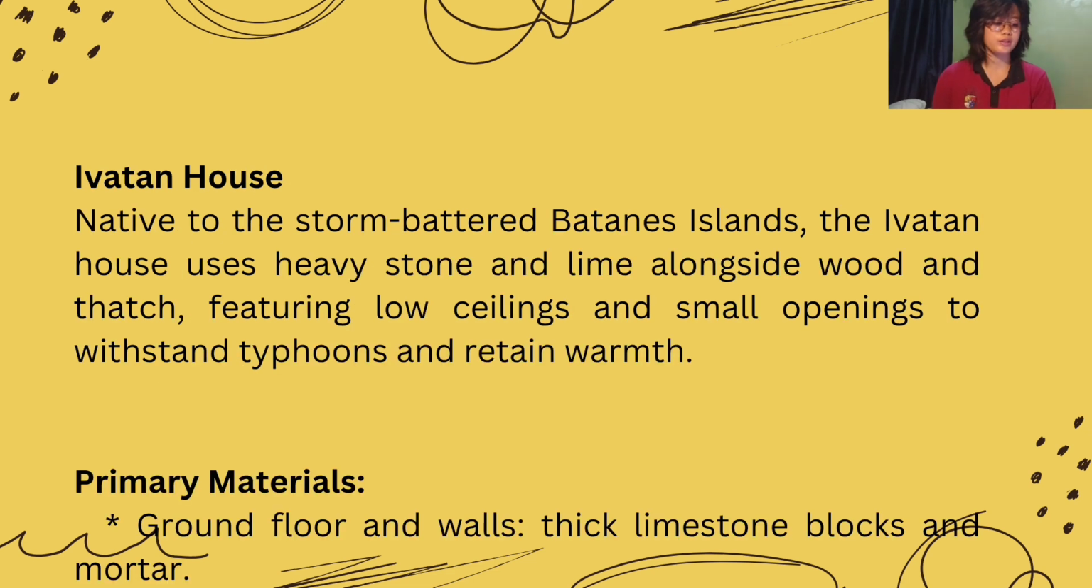Next is the Ivatan House. It is native to the storm-battered Batanes Islands. The Ivatan House uses heavy stone and lime alongside wood and thatch, featuring a low ceiling and small openings to withstand typhoons and retain warmth. The primary materials in the ground floor walls are thick limestone blocks and mortar.